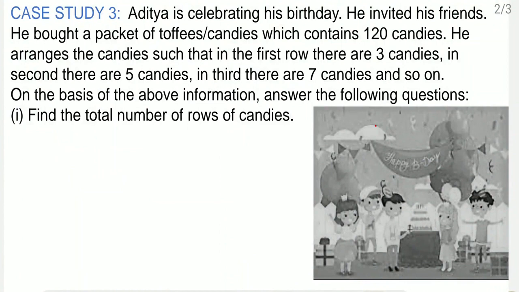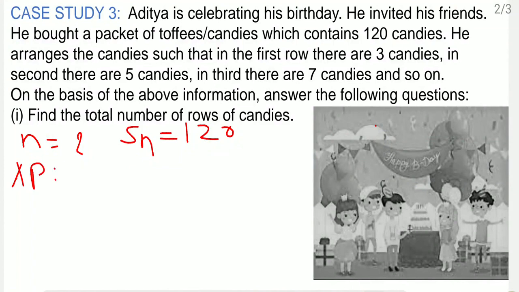First one, find the total number of rows of candies. See, that means what we need to find out? n, the total number of rows of candies. They have given us in the packet there are 120 candies. That means the sum of all the candies is equal to 120. Right? Now AP I will write down.